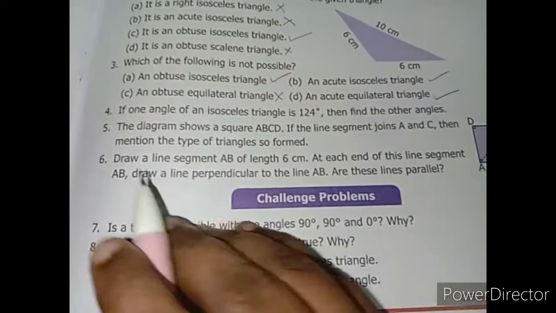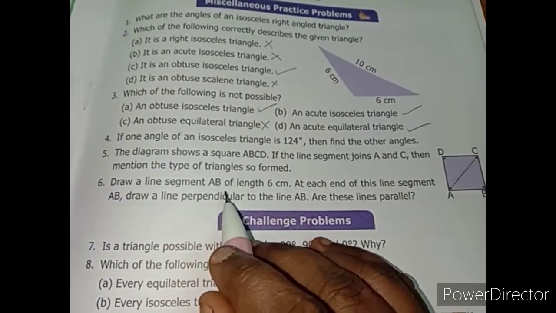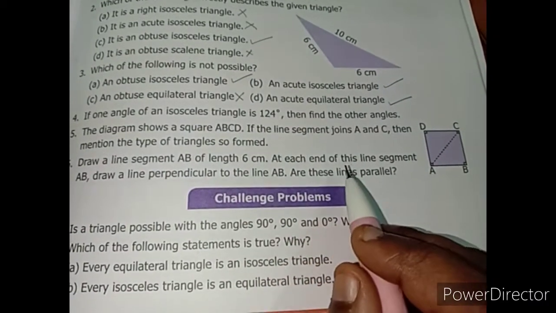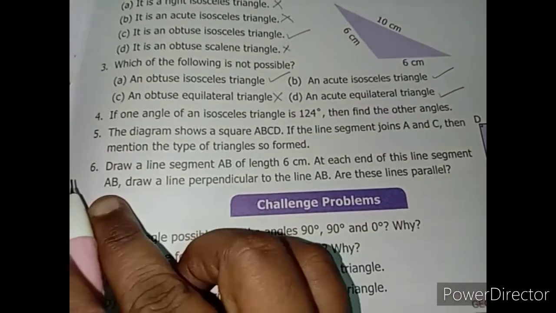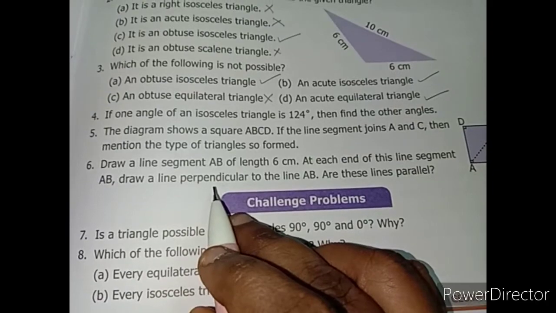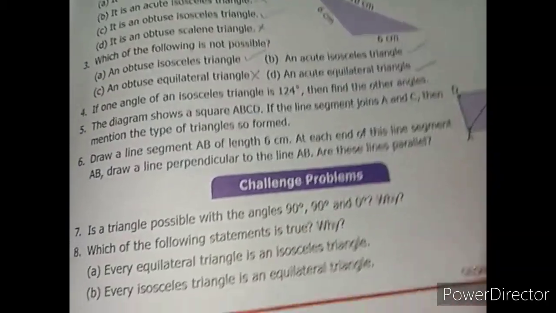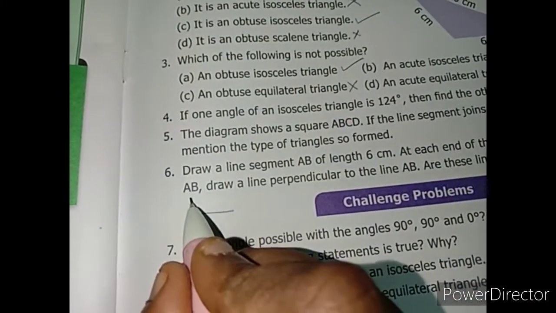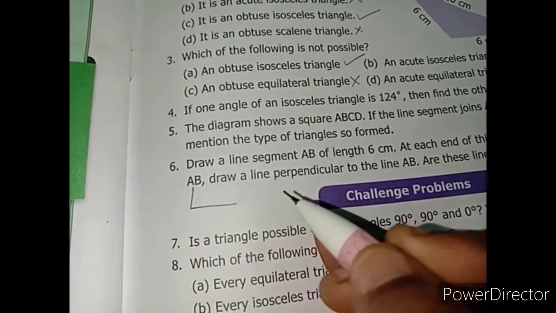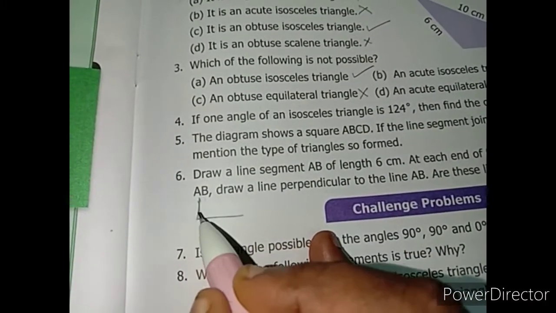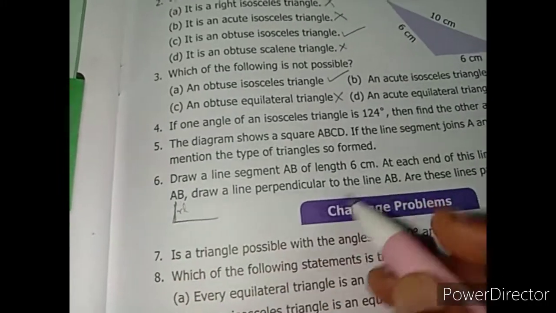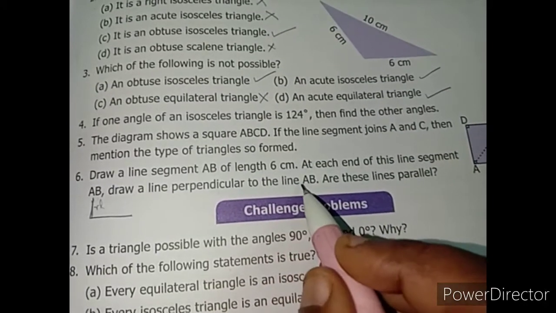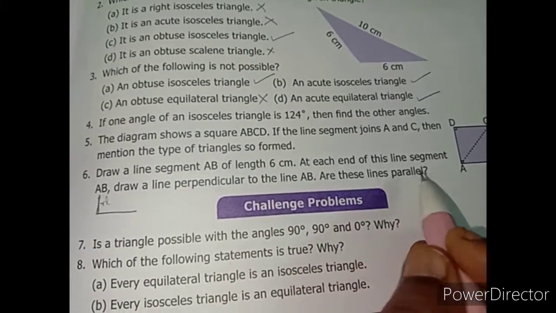Sixth question. Draw a line segment AB of length 6 cm. At each end of this line segment AB, draw a perpendicular line. So you know what is a perpendicular line. For example, if this is a line, when a line is drawn opposite to this, so this is the perpendicular line. Okay, so this is called as the perpendicular line. To the line AB, are these lines parallel?